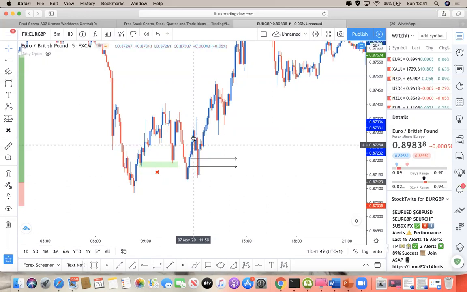And number 4, wait for the pullback into the imbalance or the institutional candlestick. Has price come back into the imbalance? Wait for this to happen. Thank you very much. So you take in your trade, number 5, at the 50% of the imbalance and your stop loss just below the institutional candlestick, below if you're buying, above if you're selling.